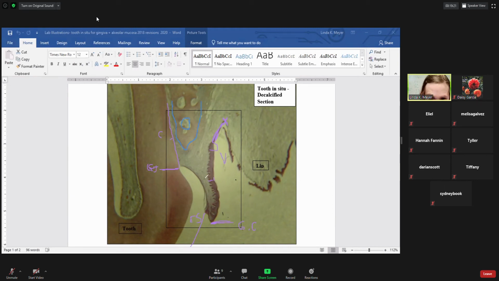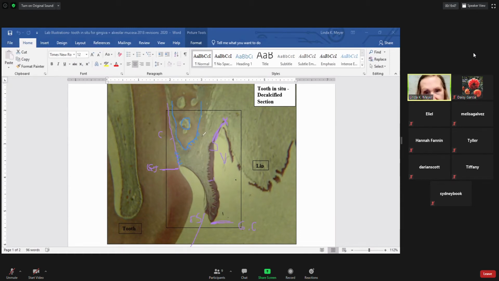I just want you to see all this lamina propria is dense collagen bundles. And right here where I'm making little marks, that's where they attach to the tooth. And then along here, that's where they attach to the bone.